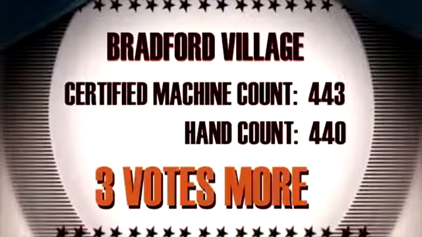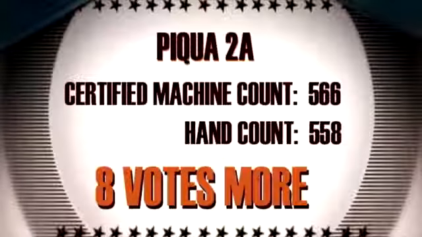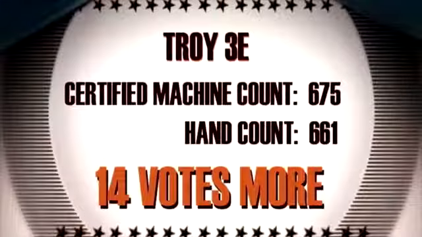Here are some of the differences. In Bradford Village, the official certified machine count had 3 votes more than the hand count. In Piqua 2A, the machine count had 8 votes more. Troy 3E, 14 votes more. The machine seems to be adding a small number of votes each time, but could those small changes really have mattered? The differences are absolutely meaningful differences. A difference of 6 votes per precinct could change the results of the entire election.